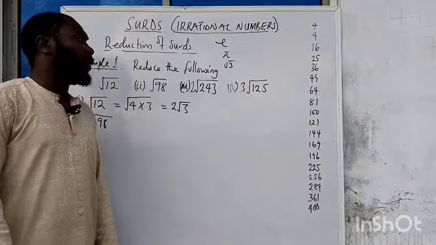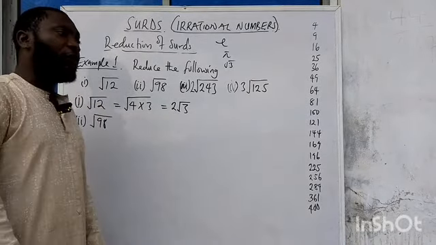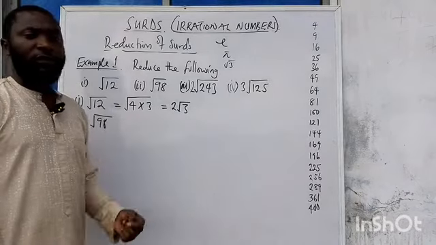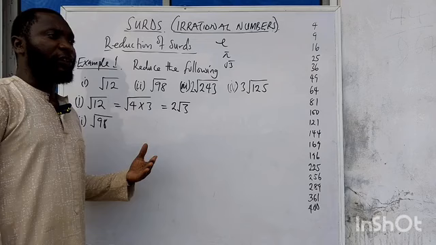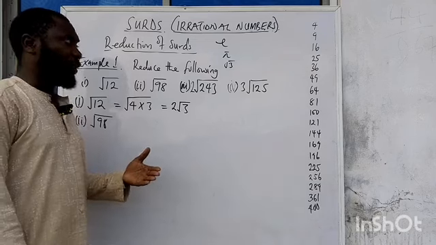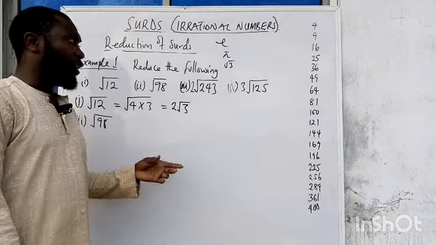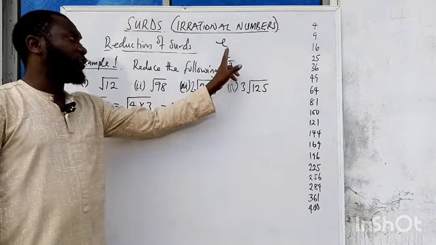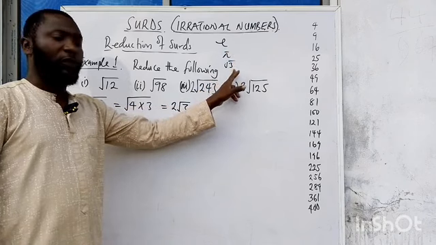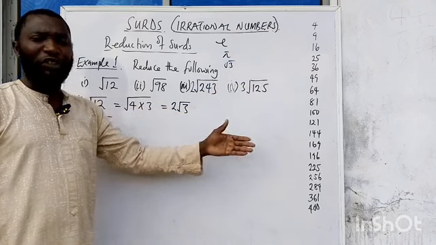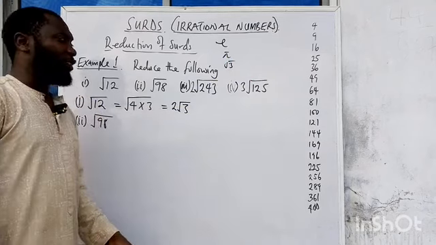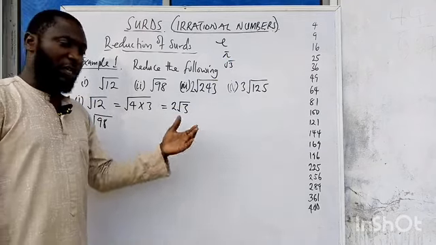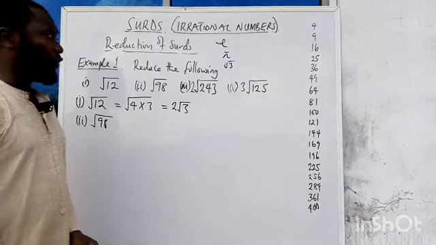Welcome viewers, here is the second part of our topic, surd. In our previous lesson, I gave the definition of surd. I gave several examples. Among these examples are Euler's number, pi, and square roots of numbers that are not perfect squares. So numbers that are not perfect squares are also examples of what? Of surd.